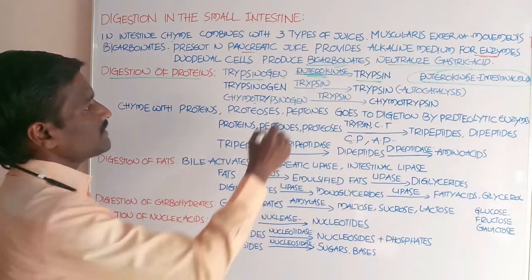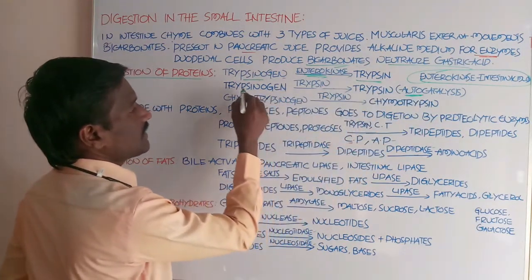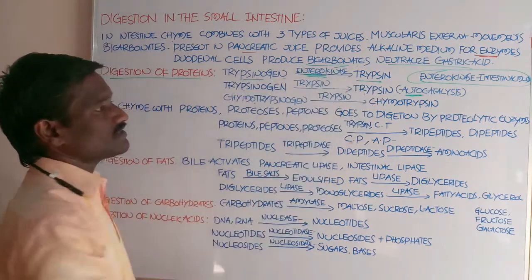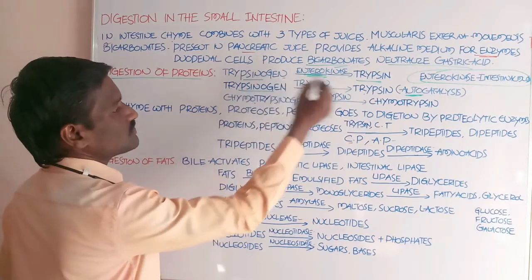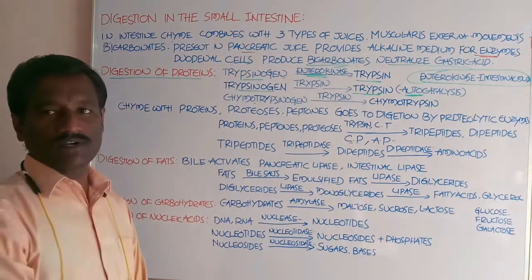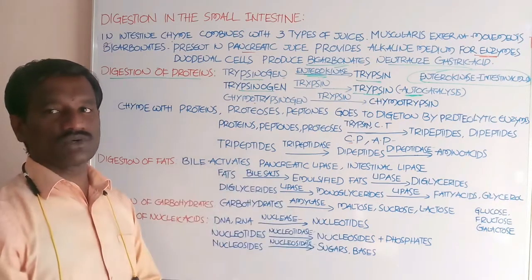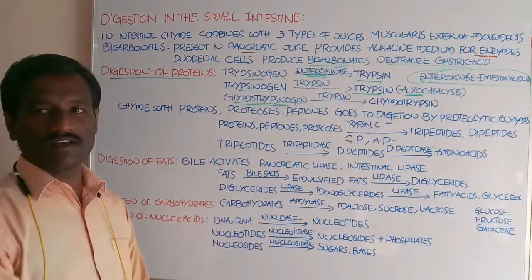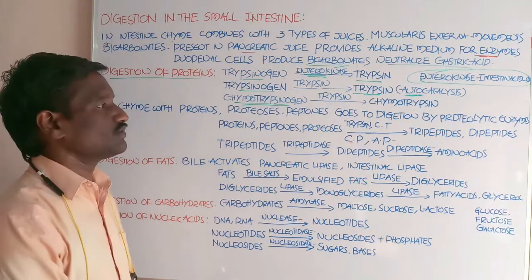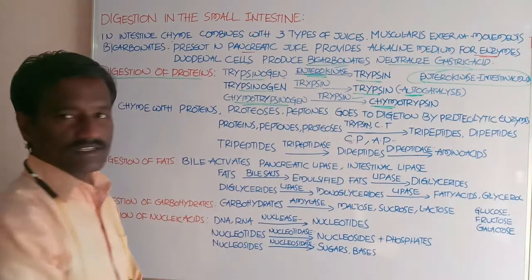Next, by the process of autocatalysis, trypsinogen is also converted into trypsin. Trypsin acts on trypsinogen and converts it into trypsin. Chymotrypsinogen is also present in the pancreatic juice, and it is converted into chymotrypsin by the action of trypsin.